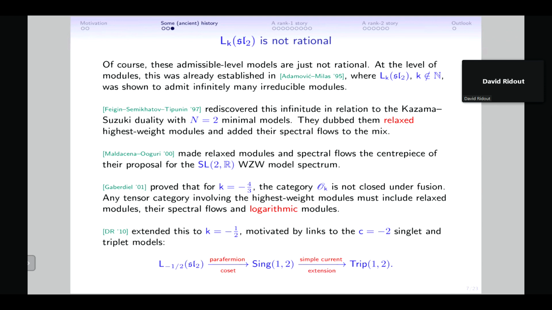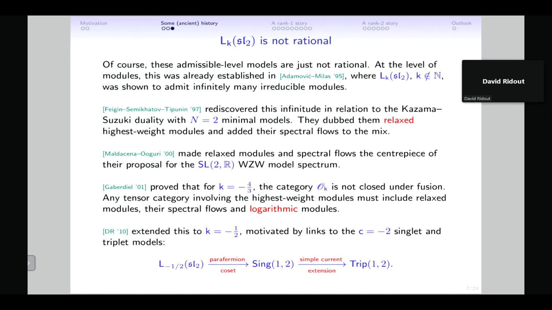The next year, Matthias Gaberdiel looked in a more, let's say, mathematical way at a very specific example. So he took one of these fractional levels, k equals -4/3, and he chose this one because it has the fewest number of irreducible highest weight modules. So you'd think it would be the simplest.